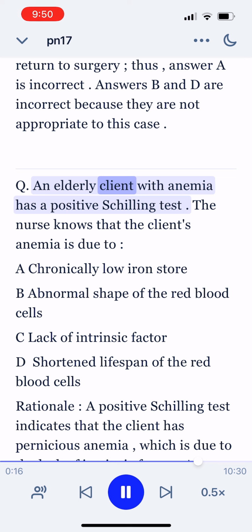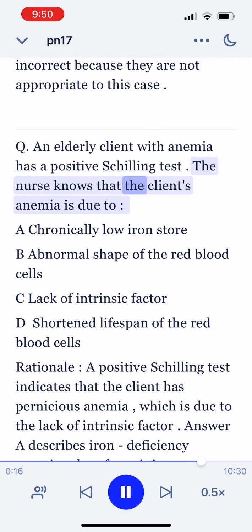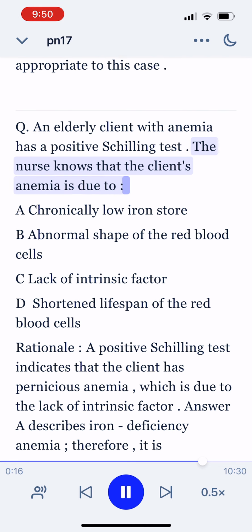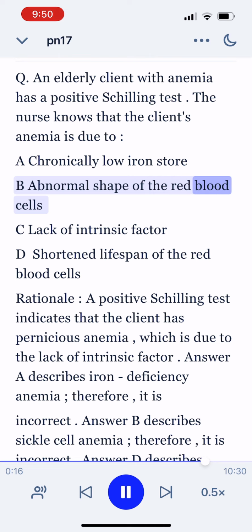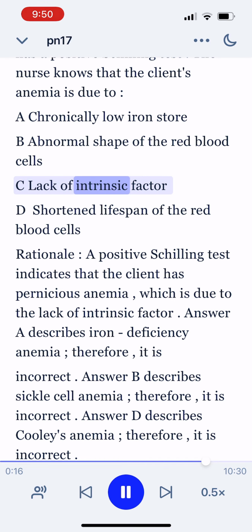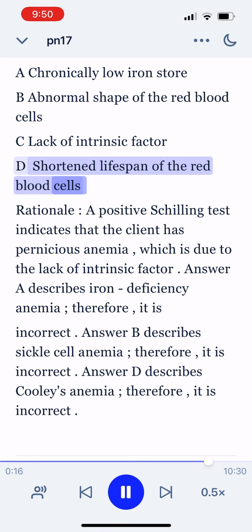Q. An elderly client with anemia has a positive Schilling test. The nurse knows that the client's anemia is due to: A. A chronically low iron store. B. Abnormal shape of the red blood cells. C. Lack of intrinsic factor. D. Shortened lifespan of the red blood cells.